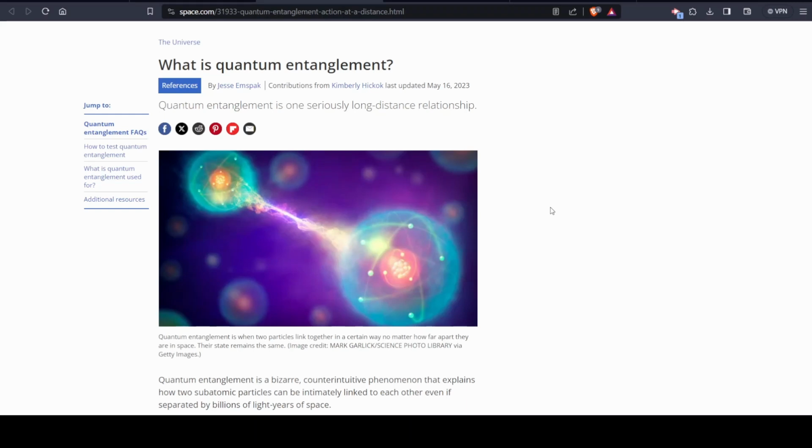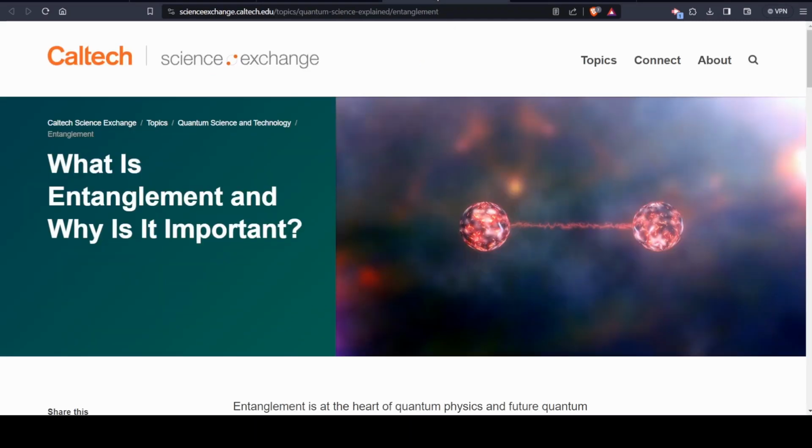Scientists now think of entangled particles as essentially being one object. And a good explanation of this is given on, I'm going to click over here to this other website if you're watching, scienceexchange.caltech.edu. So this is a little more technical explanation of quantum entanglement.